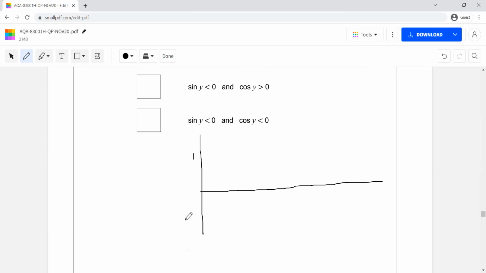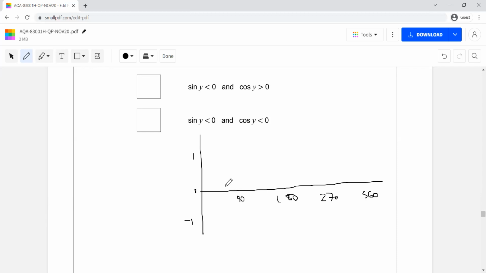This is 1 and -1. So I'm going to start labeling the x-axis now: 0, 90, 180, 270, and 360. Just in case you don't actually know what the answer is straight away. Most people wouldn't know what the answer is straight away.